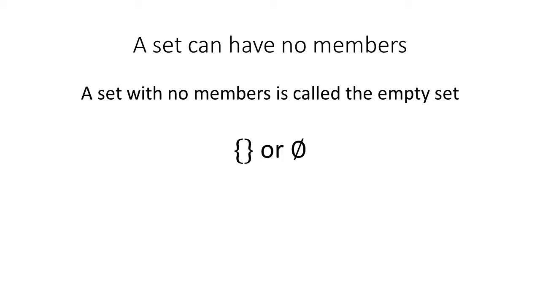A set can also have no members. A set with no members we typically call the empty set. And we can say that this is the empty set because all sets with no members have the same members, and so they're all the same set. We typically denote the empty set with either empty curly braces or this null symbol.